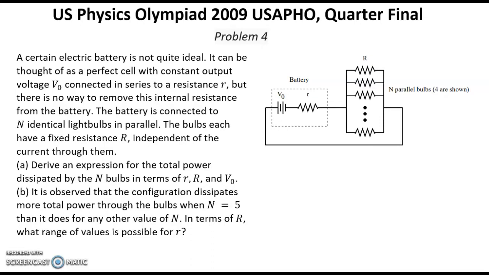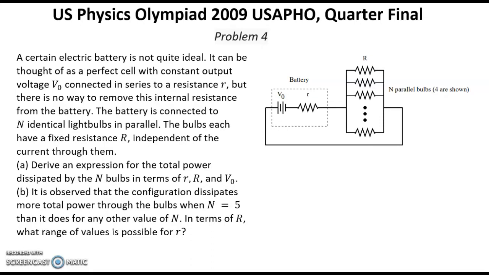Questions. Question A. Derive an expression for the total power dissipated by the N bulbs in terms of small r, big R, and V0. Question B. It is observed that the configuration dissipates more total power through the bulbs when N equals 5 than it does for any other value of N. In terms of big R, what range of values is possible for small r?